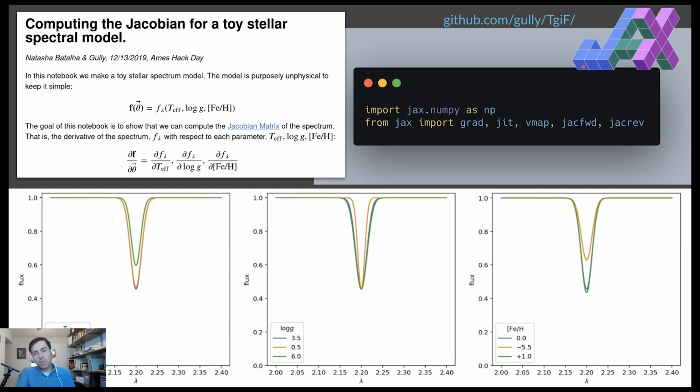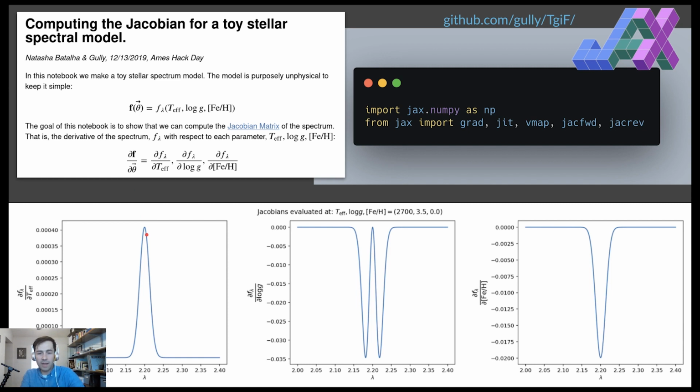I have some demos online, so you can check these out. This is work with Natasha Batalha from the NASA Ames Hack Day, the first one, where we just tried to see if this works for toy spectra. You have some model that's a function of temperature, surface gravity, and metallicity, and we just said, hey, can you take the Jacobian of this? Does this just work out of the box? And voila, it just works out of the box. You get exact Jacobians essentially for free or cheap, which is just astounding to us. You can even have if statements in your function and take a Jacobian of that. So to us, that's awesome.